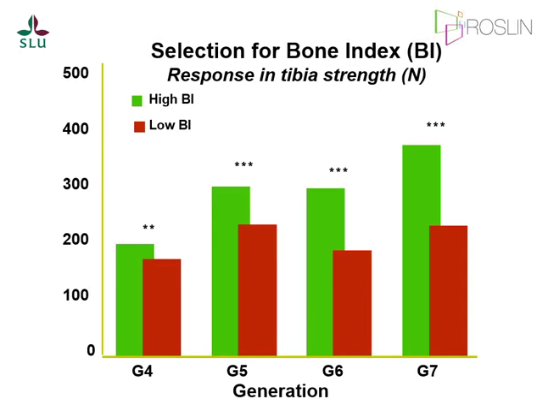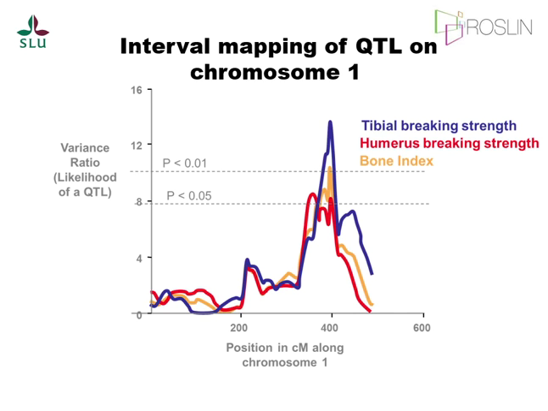So the first question we ask when we pick a new trait like this is, is it heritable? And we got quite a good selection response after a number of generations, especially in the high bone index line. The y-axis is a combined score from breaking strength of the tibia and some other bones, but it's basically expressed in Newtons.